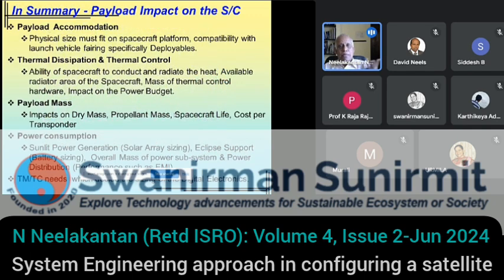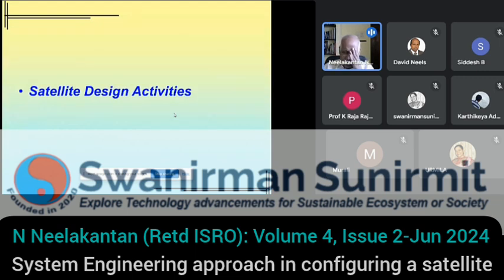In summary, the payload accommodation: physical size must fit on the spacecraft platform, compatibility with launch vehicle fairing, specifically deployables like reflectors and solar arrays, ability of the spacecraft to conduct and radiate the heat, available radiated area of the spacecraft, mass of thermal control hardware, impact on the power budget, payload mass, impacts on the dry mass, propellant mass, spacecraft life, cost per transponder, power consumption, sunlit power generation, eclipse support, overall power of the spacecraft, power systems and power distribution, TMTC requirements. So that is how we go ahead with the configuration of the spacecraft, starting from the payload service requirements and the payloads and the supporting platform system requirements.